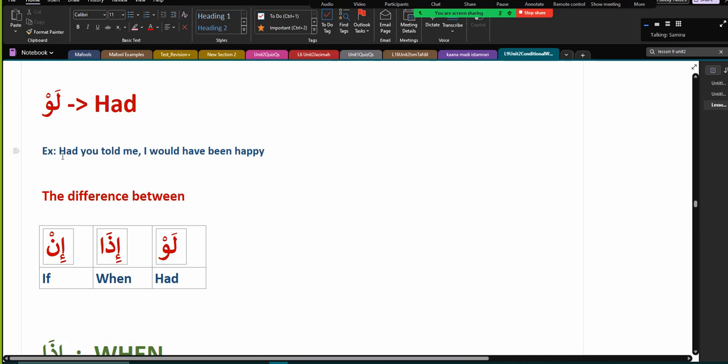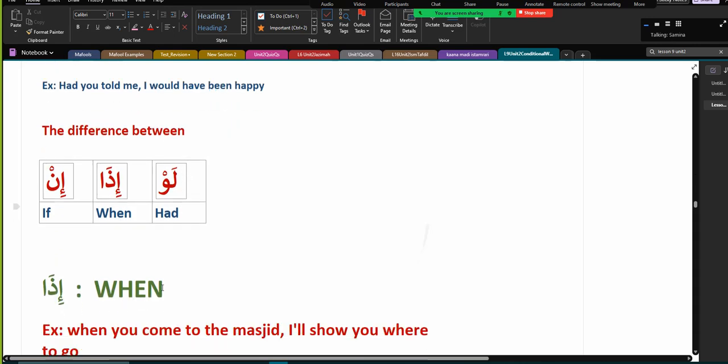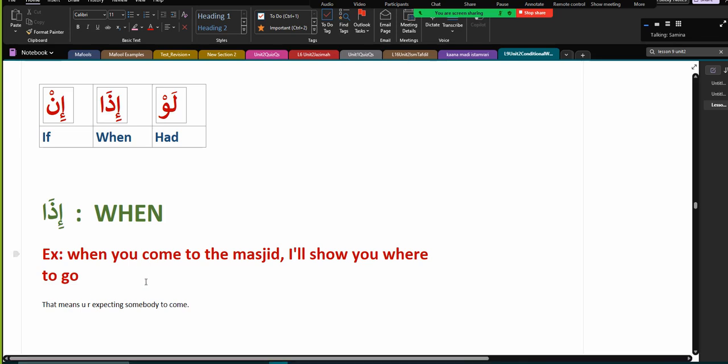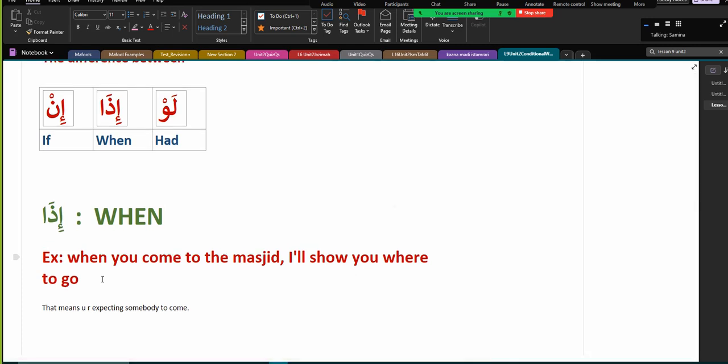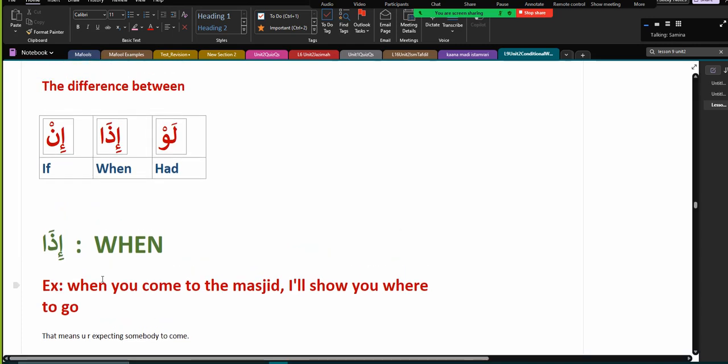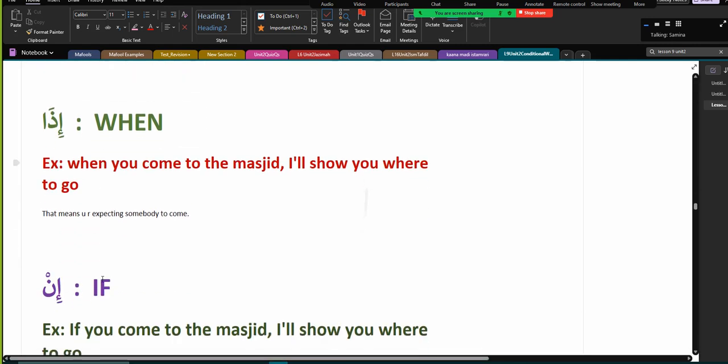For example, had you told me, I would have been happy. Okay. So what is the difference between in, which is if, idha, which is when, and law, which is had? Idha, which means when, is like, for example, when you come to the masjid, I'll show you where to go. Okay, which means that you're expecting somebody to come. Okay, so this is the time when you use idha.